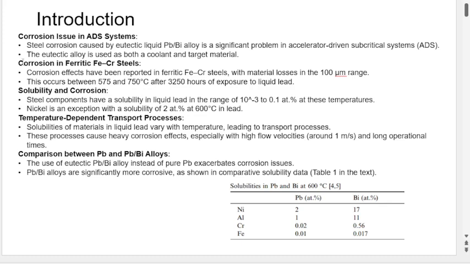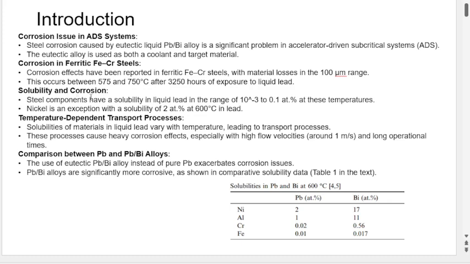And then we continue with corrosion in ferritic FeCr, iron chromium steel, because this is the common material that is used in the power plant. Corrosion effects have been reported in ferritic iron chromium steels with material losses in the 100 micrometer range. This occurs between 575 and 750 degrees C after about 3,000 hours of exposure to liquid lead.